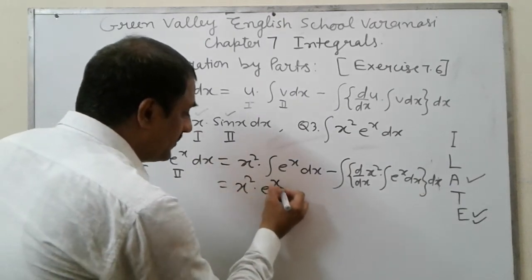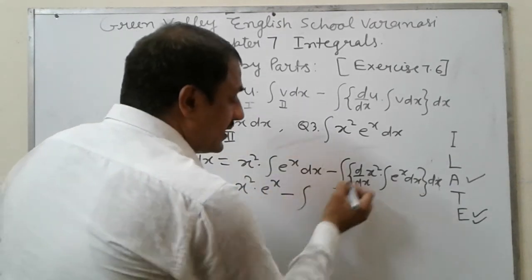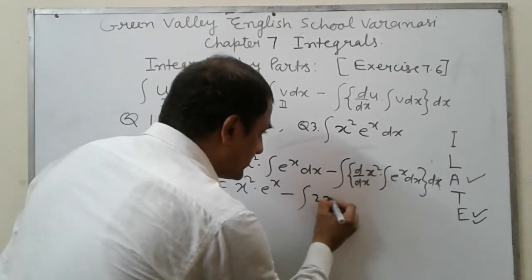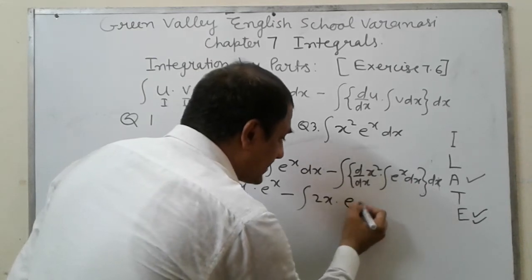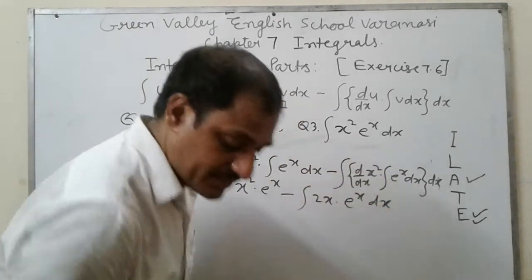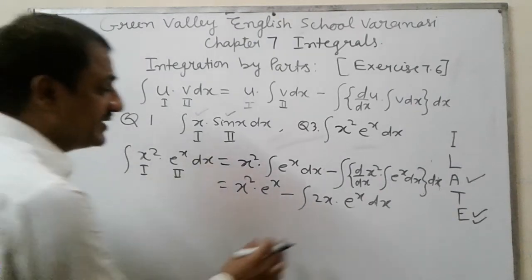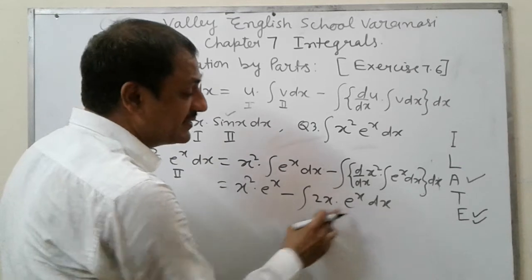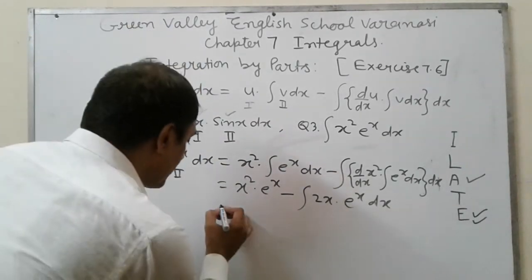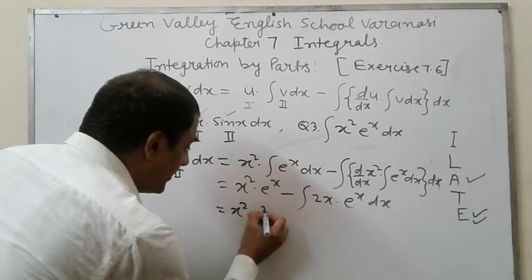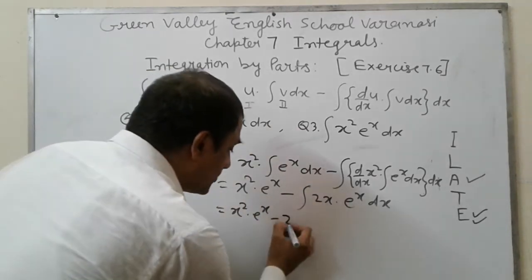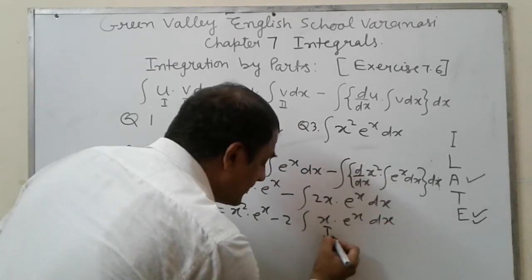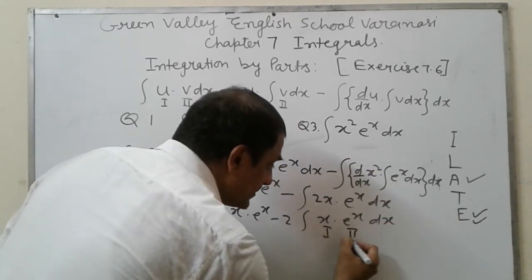x square into e power x minus differentiation of x square. The differentiation of x square will be 2x into e power x dx. Again we can integrate this function by parts. Now we have two functions, one is algebraic and another is exponential. x square into e power x minus the integral of 2x into e power x dx. Here again this function will be the first function and this will be the second function.